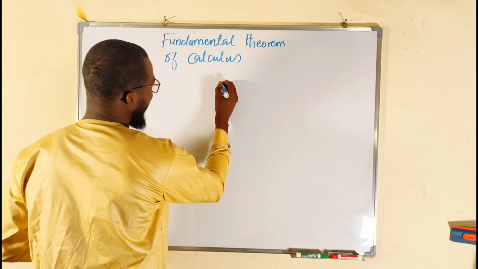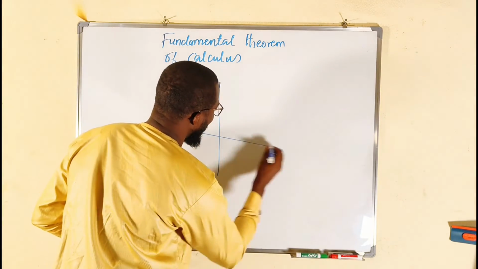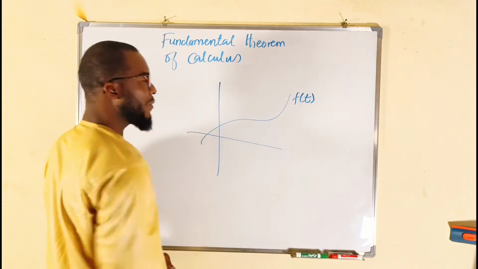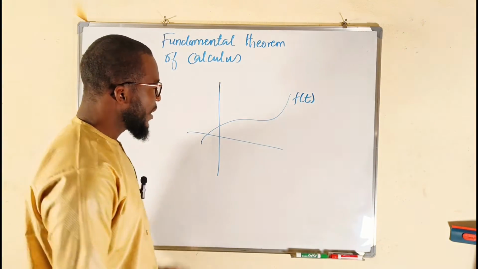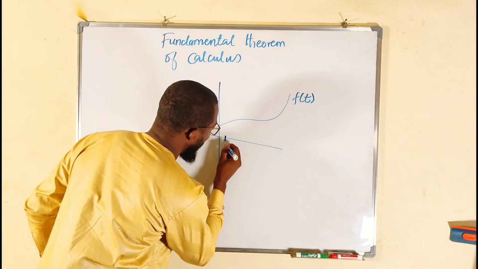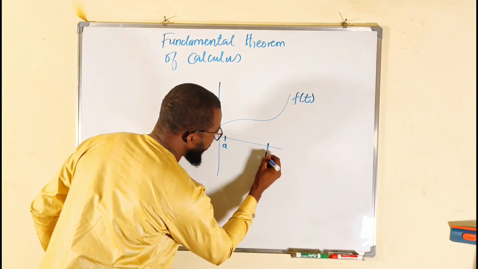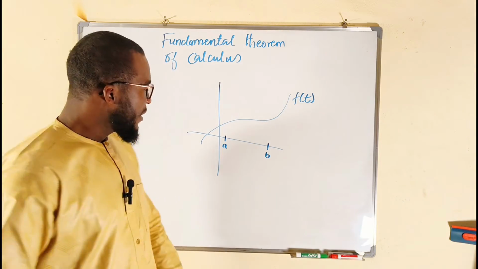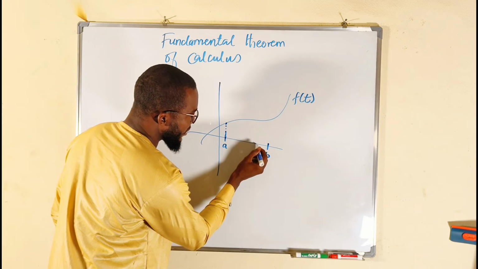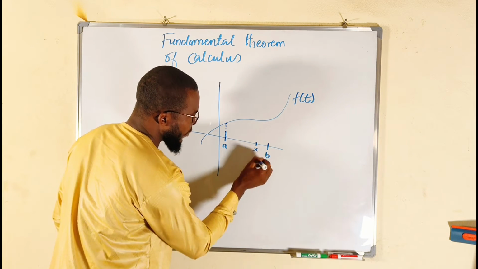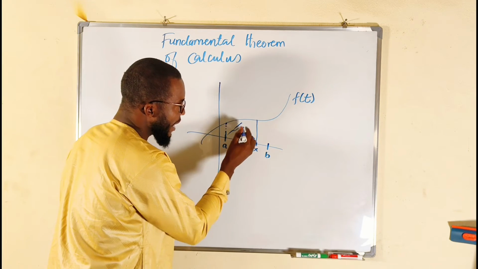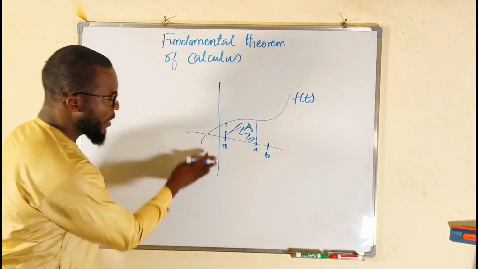Suppose we have a graph of a function f of t. This is f of t, for example, and it happens that this function is continuous on a closed interval a to b. It states that the area from a to a specific point, maybe x, within the limit. If we want to find the area here, I can confidently call it A.